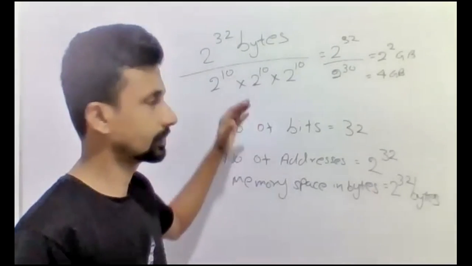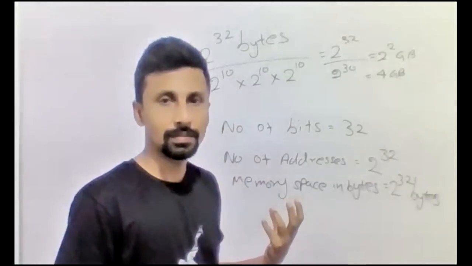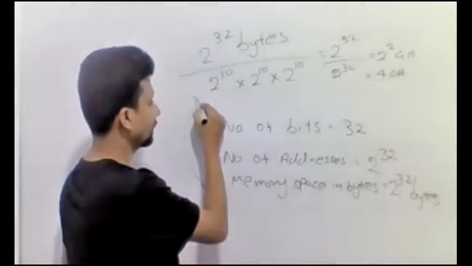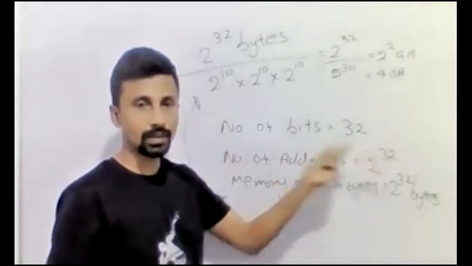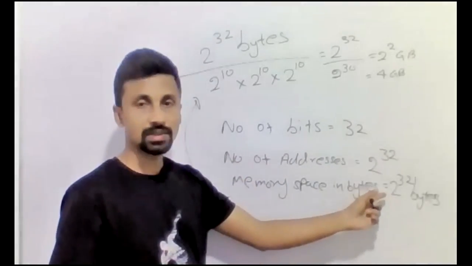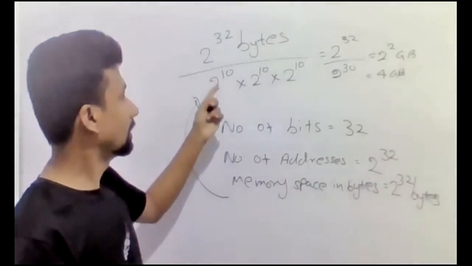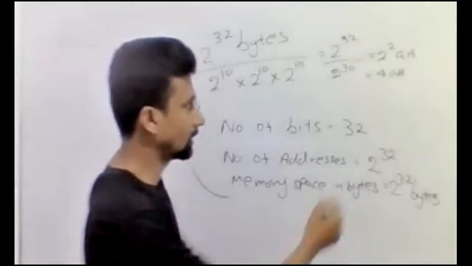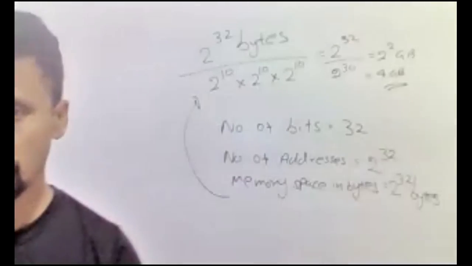Okay, so this is the way of doing that. Take this down. Showing all this working means you have to mention all this stuff, otherwise you don't get the full marks. So write the number of bits, the number of addresses as 2 to the power 32, and the memory space in bytes, because it's byte addressable, as 2 to the power 32 bytes. Then write how to convert bytes to kilobytes to gigabytes, and how it comes to 4 GB. Take it down quickly.